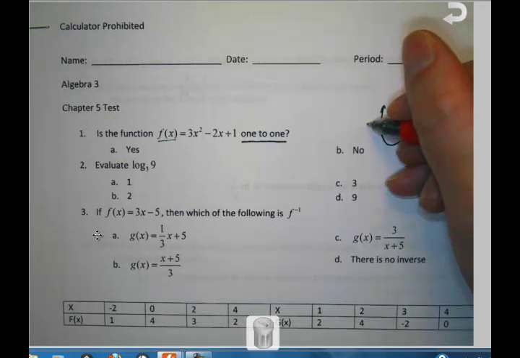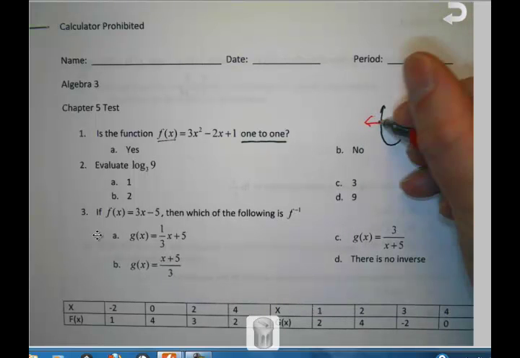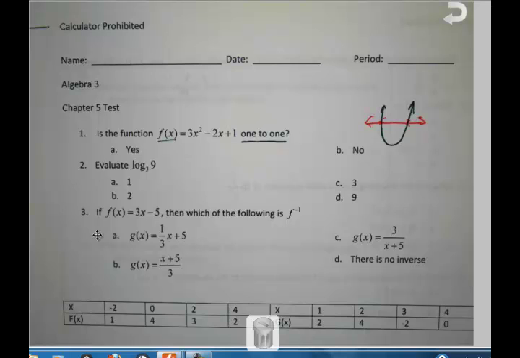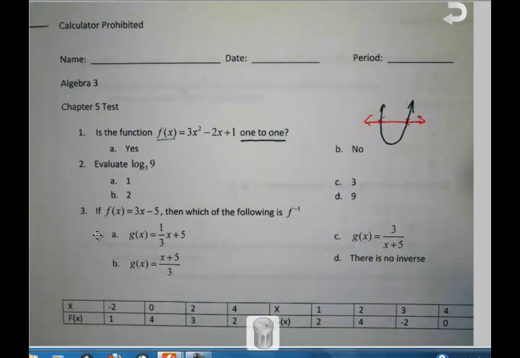So, does this pass the horizontal line test? Very obviously not. You have 2 points of intersection, and there it is. So, it does not pass the horizontal line test.